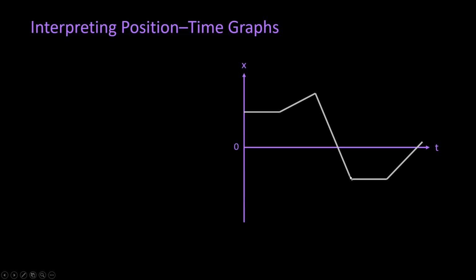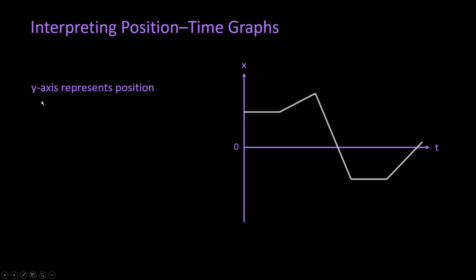Here's a position time graph representing the motion of an object, and we're going to go ahead and break this down and learn how to interpret the shape of the lines as well as the position of the lines and what it means in terms of motion. Two important things to keep in mind as we're interpreting a position time graph.